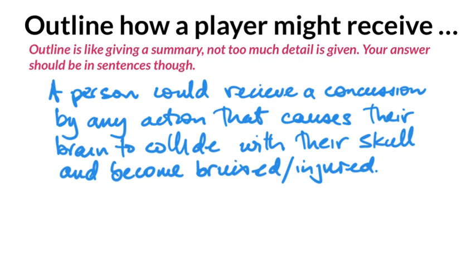Right, see how there's not as much detail in there, but it does give an overview, if you like. We know that a person is receiving a concussion if their brain bounces around in their skull and it bruises the brain. So I've just said that in a couple of sentences. Hopefully that will make it a bit easier for you. Let's see what happens in the next test.